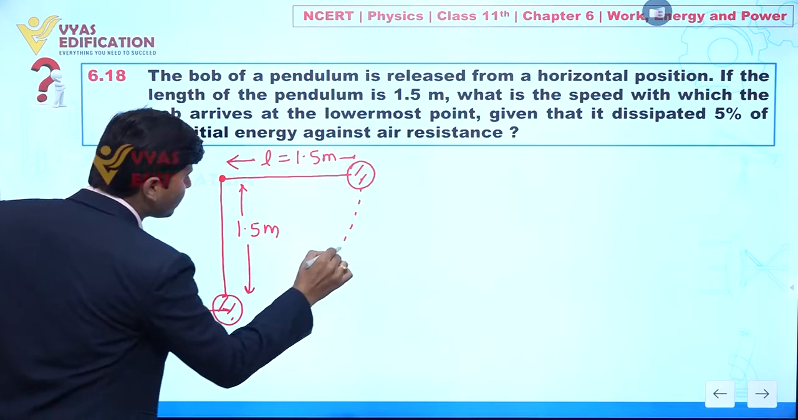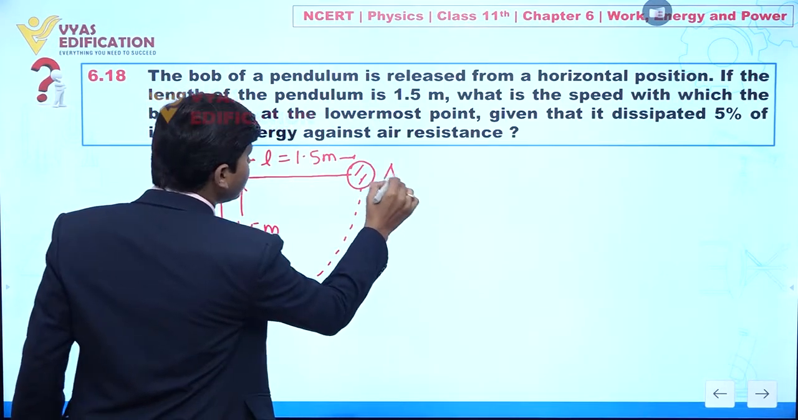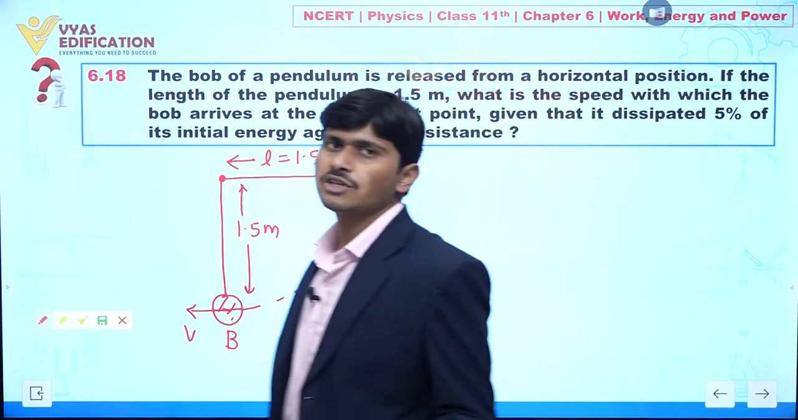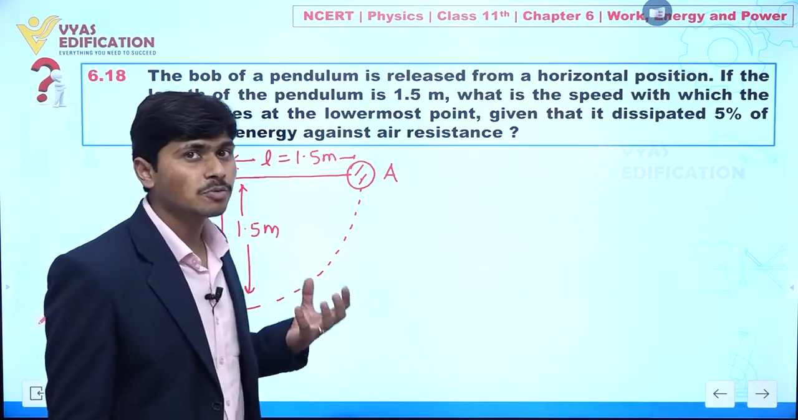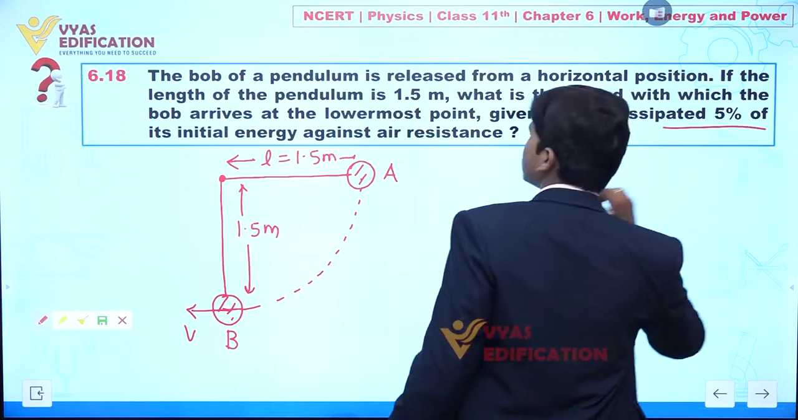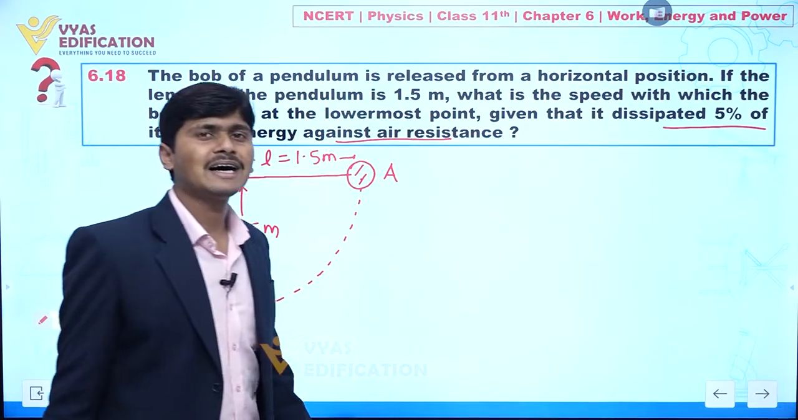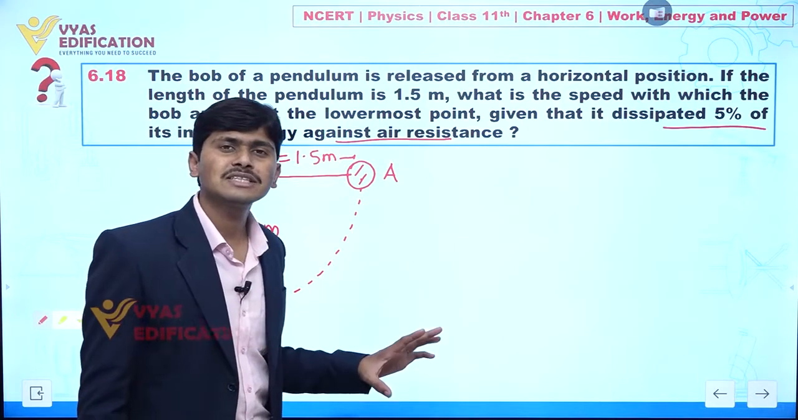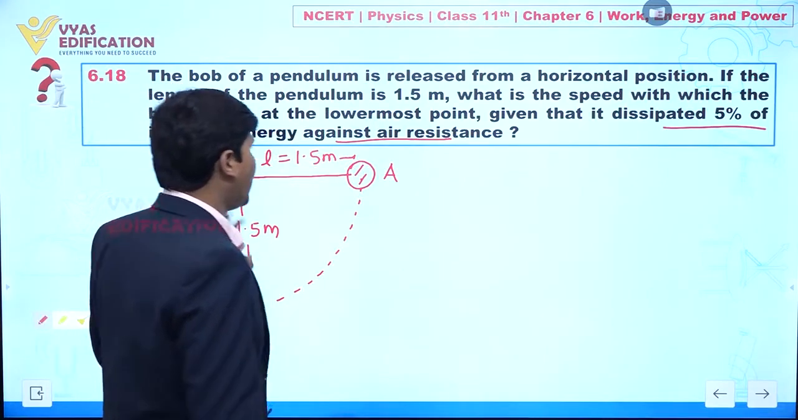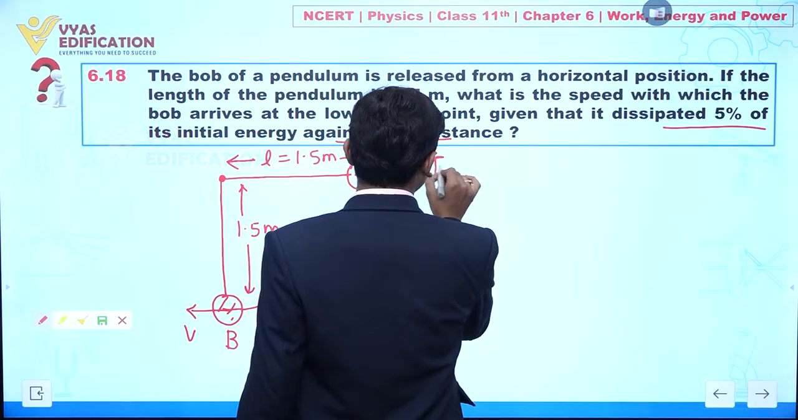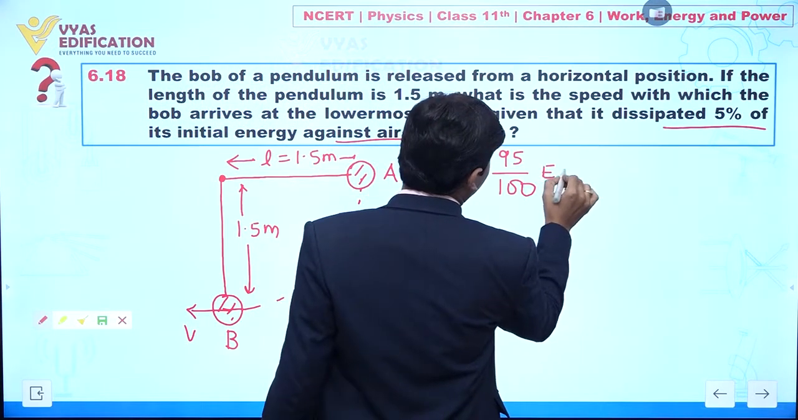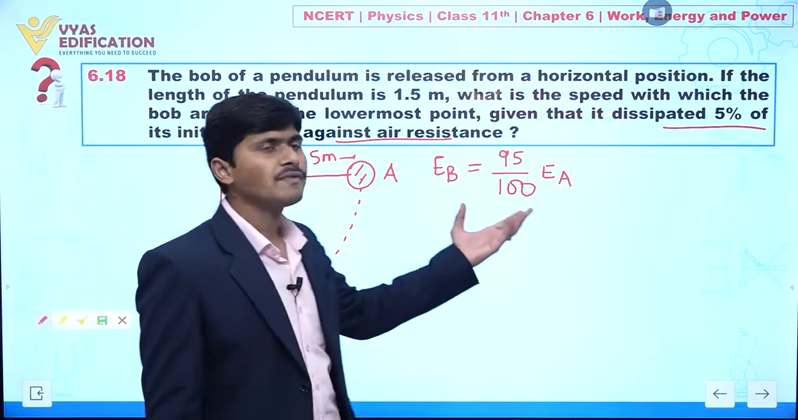Now you can see that when this bob reaches point B from point A, it moves under the influence of gravity, and gravitational force is a conservative force, so you can apply conservation of mechanical energy. But here it is given that 5% of its initial energy is dissipated against air resistance. It means you cannot say that the potential energy of the bob is completely converted into kinetic energy. Actually you will write it like this: energy at B should be equal to 95% of energy at A, because 5% of the energy is dissipated.